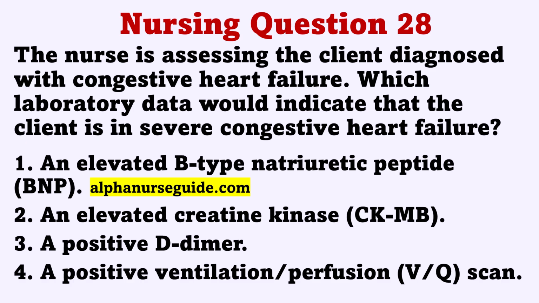An elevated CKMB would indicate a myocardial infarction, not severe CHF. CKMB is an isoenzyme. A positive D-dimer would indicate a pulmonary embolus. A positive ventilation perfusion scan would indicate a pulmonary embolus.